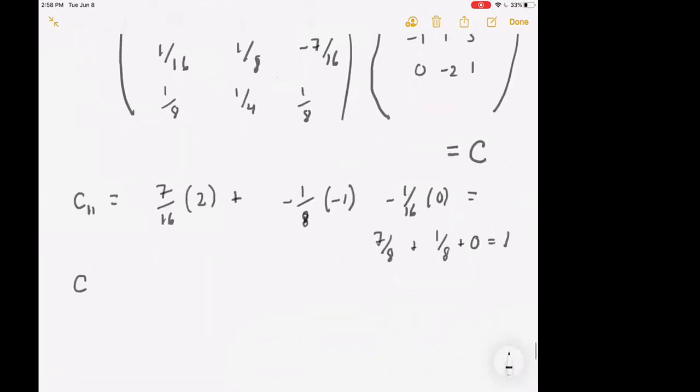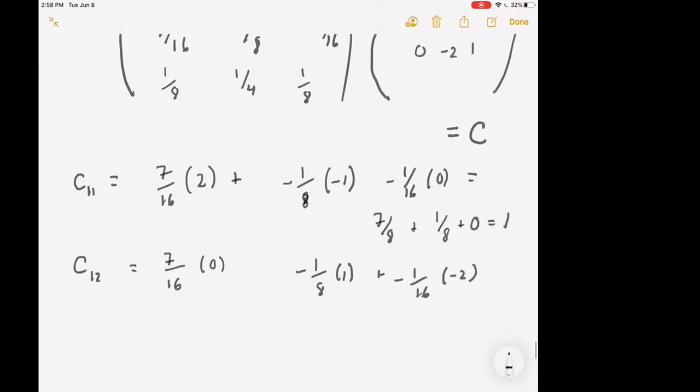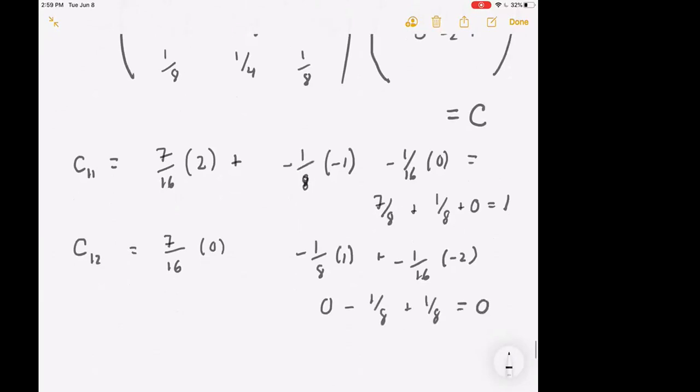Now to get the C12 matrix element, again, the rows in the first matrix are the same. The matrix elements in the first row are still the same. So I can just repeat them. It's just that I'm looking now at the second column in the second matrix, and its matrix elements are completely different. So I read them off carefully. And here I get 0 minus 1/8 plus 1/8, and that's 0.